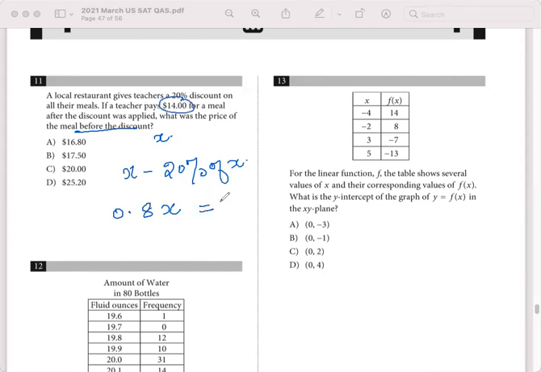And this is 14 because the teacher pays $14 after the discount. So the initial price before the discount is 14 divided by 0.8. And we can quickly plug that into the calculator. So that comes to 17.5. So that's option B.